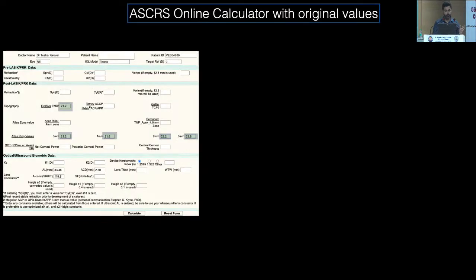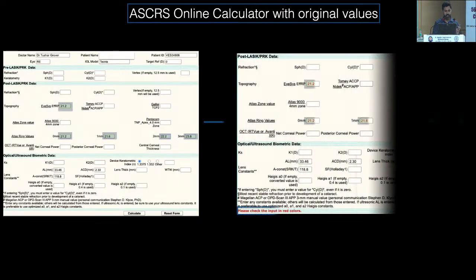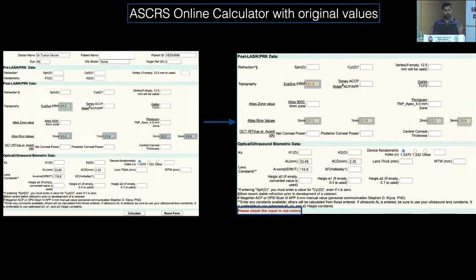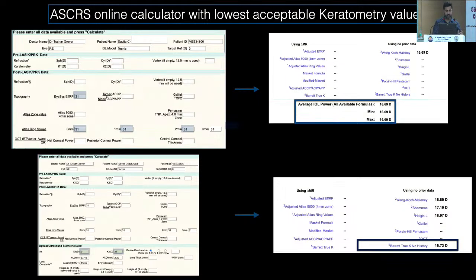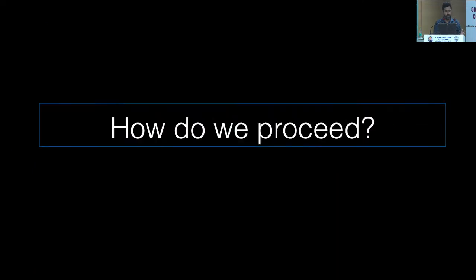So when I try to calculate, the calculator just refuses to accept these values and tells you to go and check your values instead. That's when I realized that the lowest value the ASCRS calculator actually accepts is 31. So there is absolutely no definitive way for us to calculate the IOL power in this case. What we had to do was extrapolate the information, see how the IOL power was changing as we moved up from 31 to 32 to 33, and try to extrapolate how the IOL power would be at about 25 diopters. This was the only option.